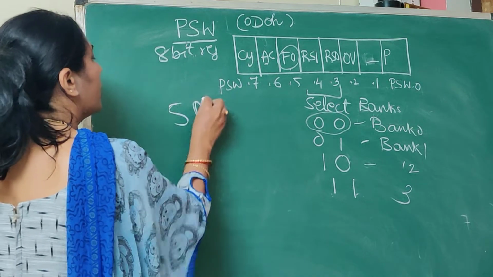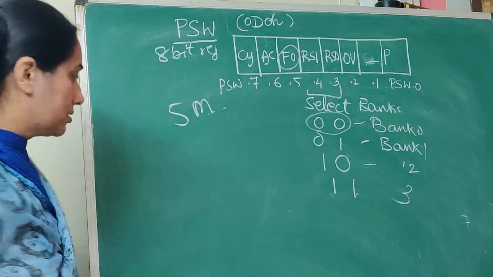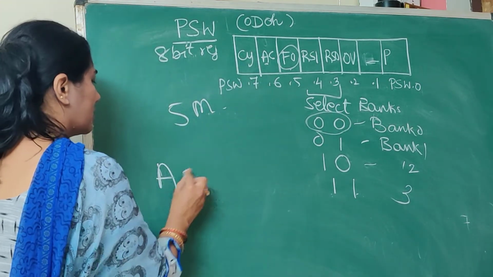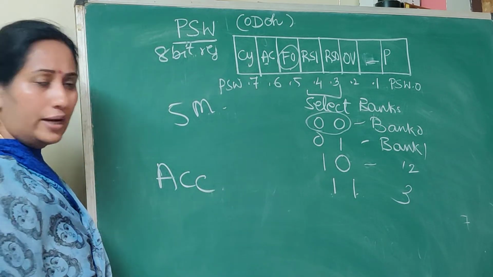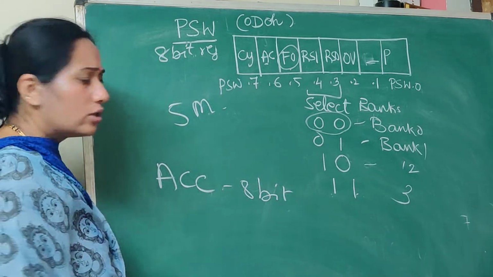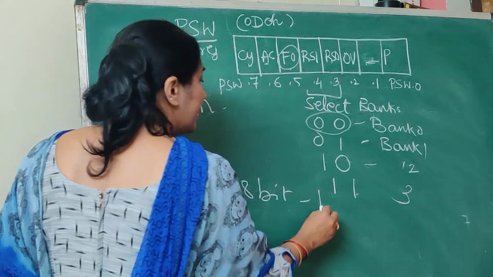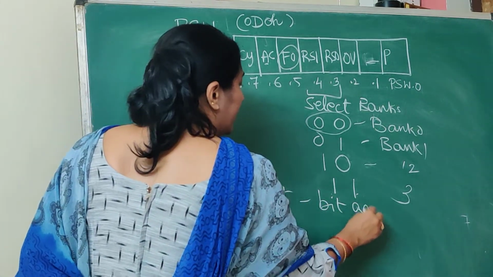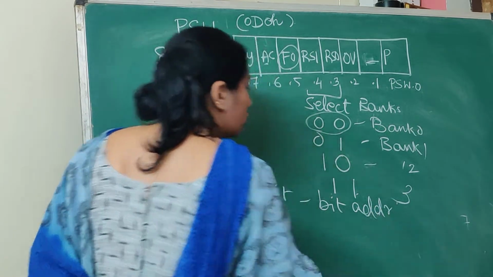It is going to be for 5 marks. And you all know next special function register, accumulator. It is also a 8-bit register, and it is byte addressable and also bit addressable.